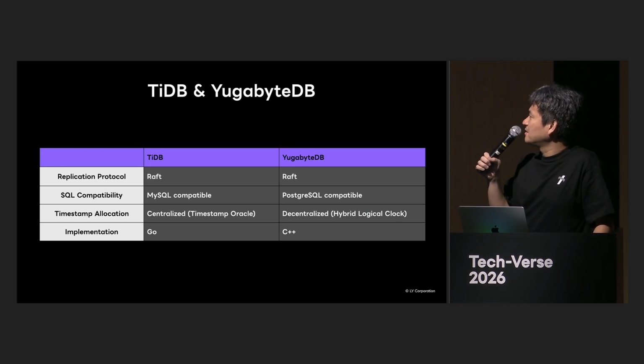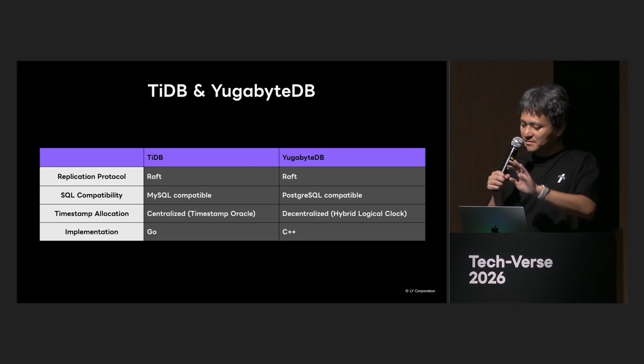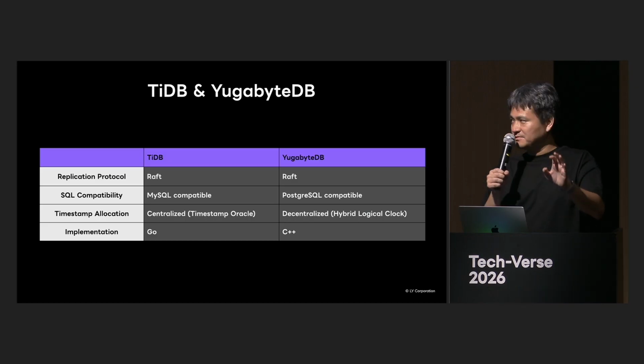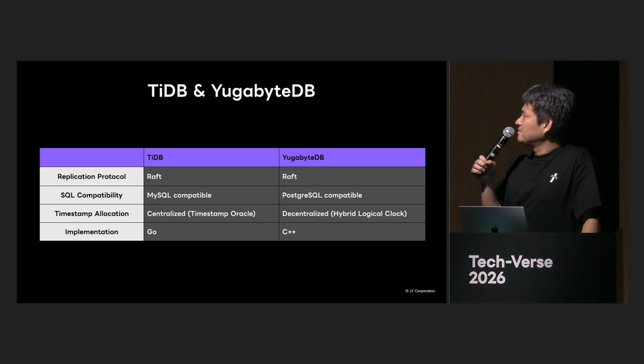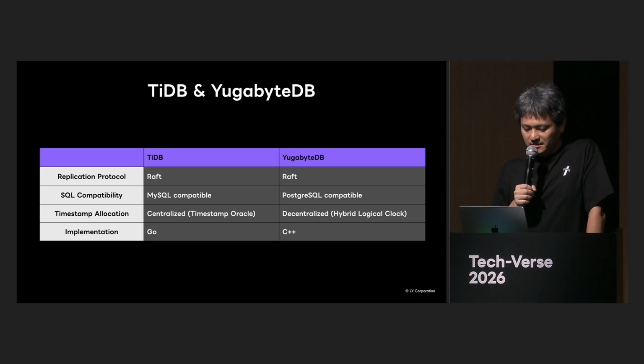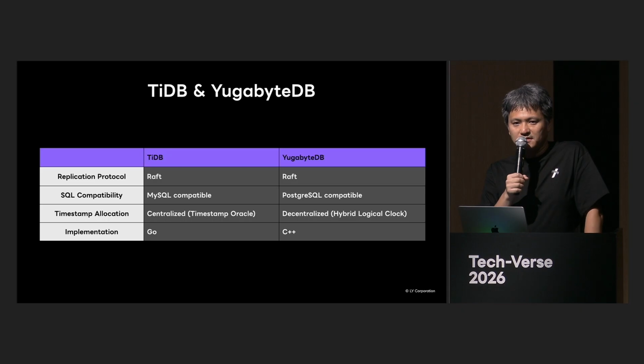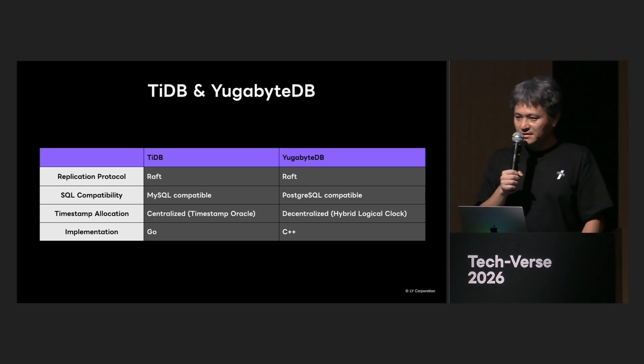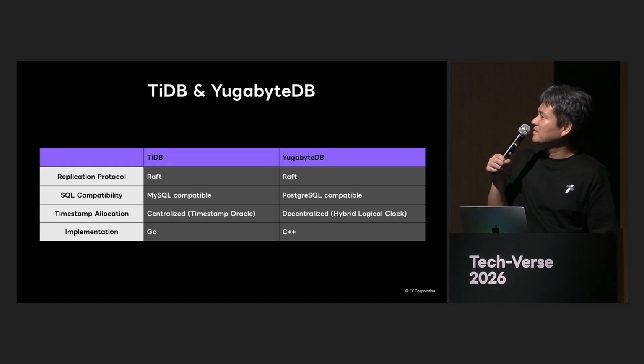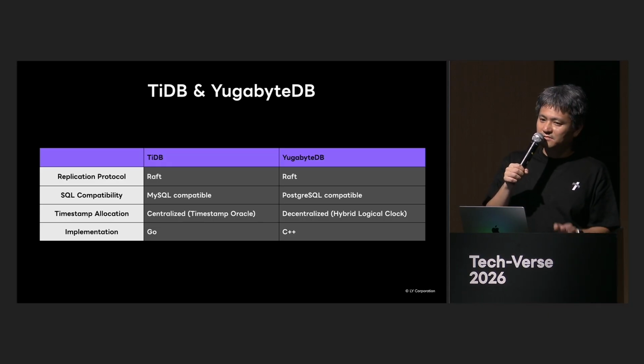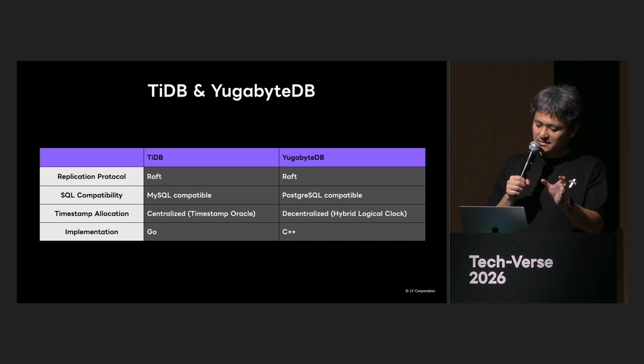So far, I've discussed the common architectures of TiDB and YugabyteDB. What I've been discussing so far applies to both. However, there are also quite a few differences in the details. The biggest difference from an application developer's perspective is that TiKV is MySQL compatible, whereas YugabyteDB is compatible with PostgreSQL. So, when migrating existing applications, the difference is quite important.